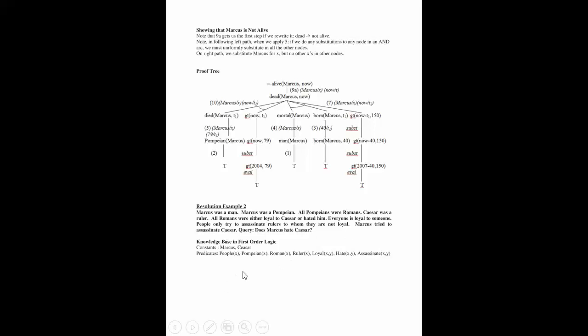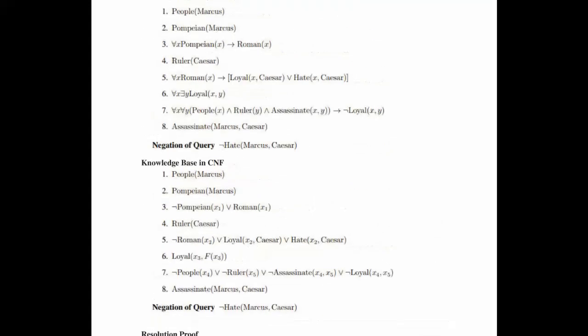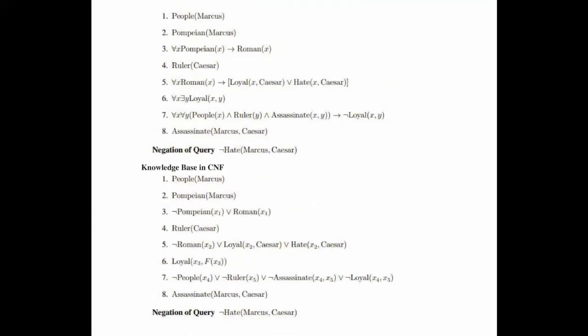And the predicates supporting these two constants are man of X, Pompeian of X, Roman of X, and ruler of X. These are some of the predicates supported by the given example. So already you know man of Marcus, how it is a propositional logic.